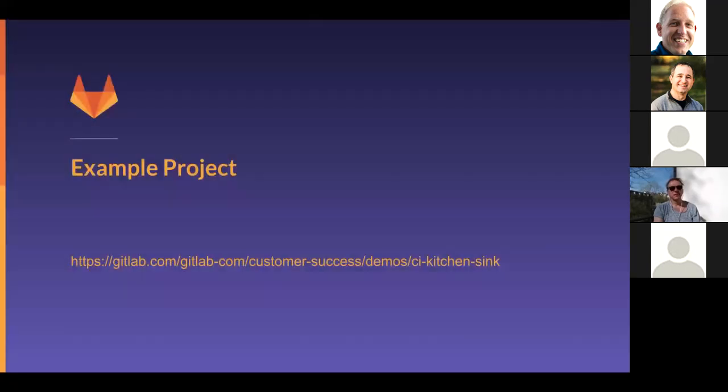All right. Oh, and then this is an example project that has a bunch of different kinds of runners on it. It has a Windows runner. It has some tagged runners. So if you want to take a look at what this looks like in GitLab, I'd recommend going to that. A lot of my screenshots are from this project, the CI kitchen sink project.